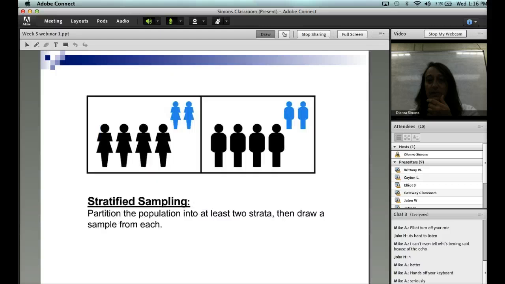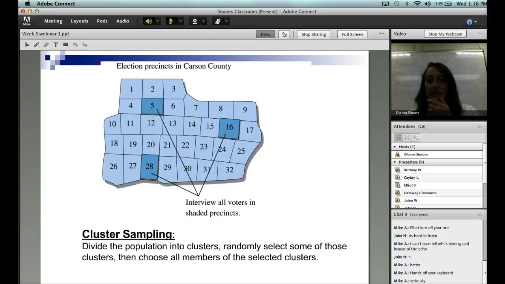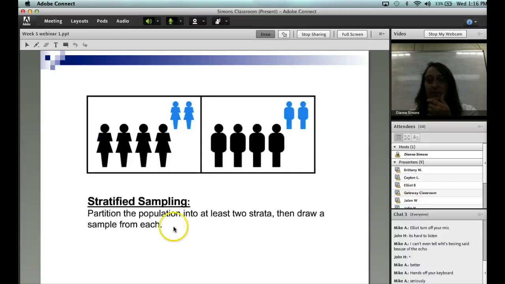How do you take them off as the presenter? I'll figure that one out. Okay, stratified.